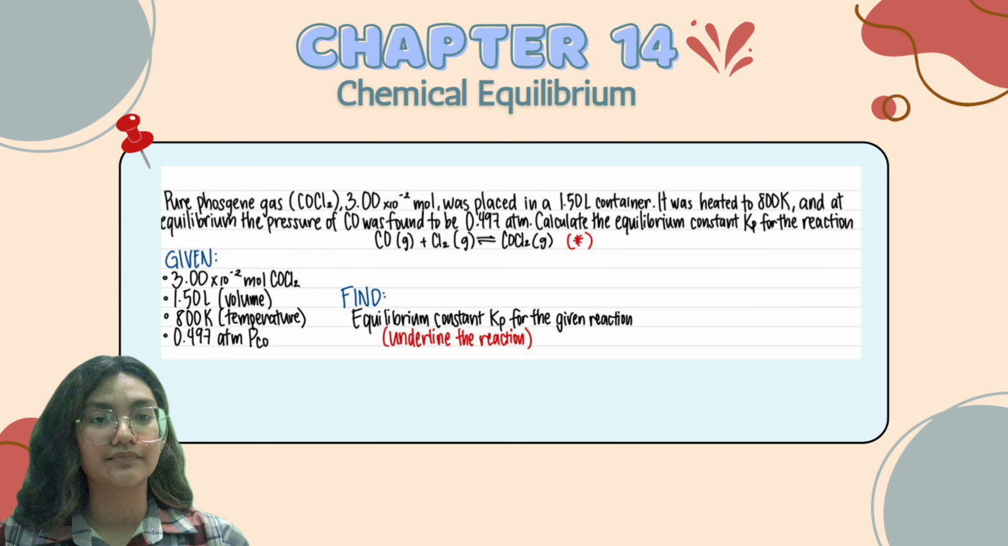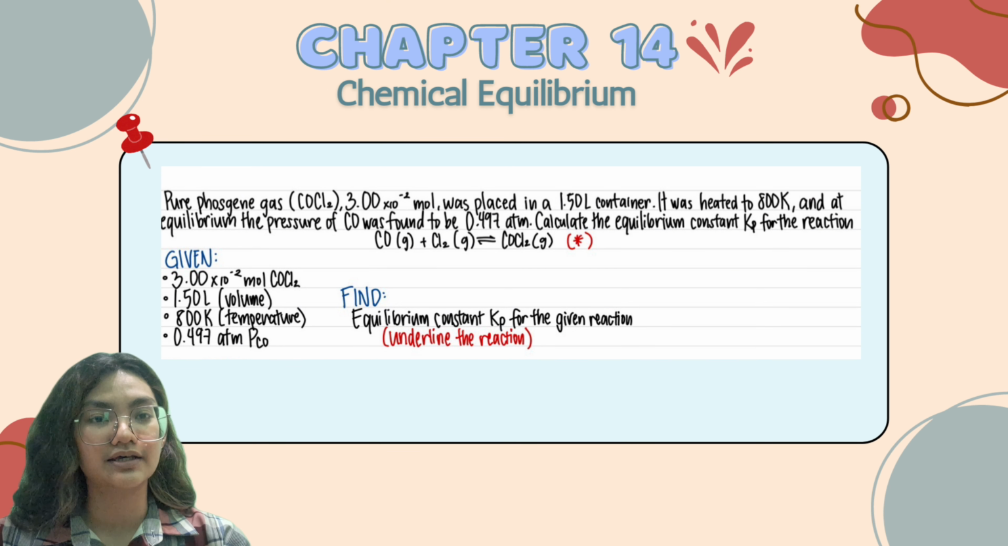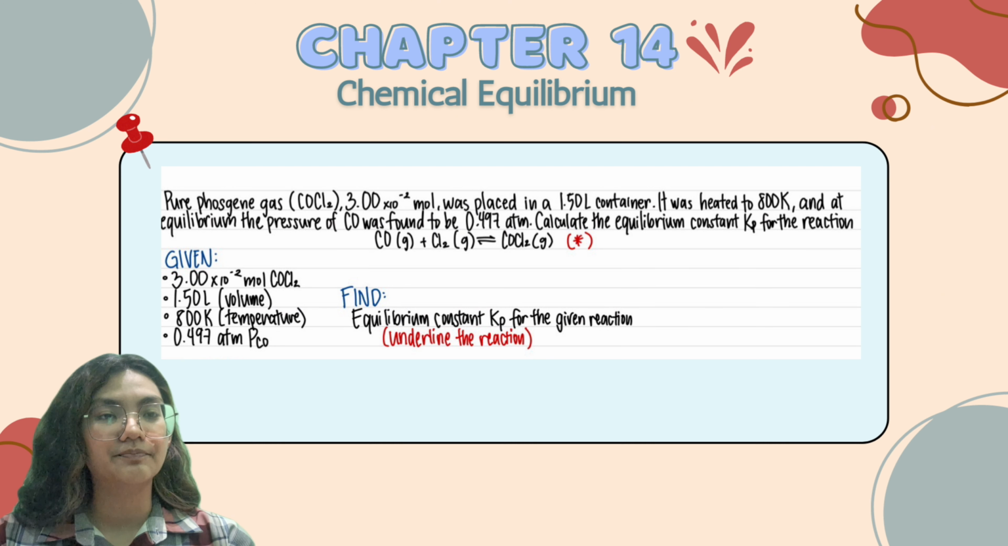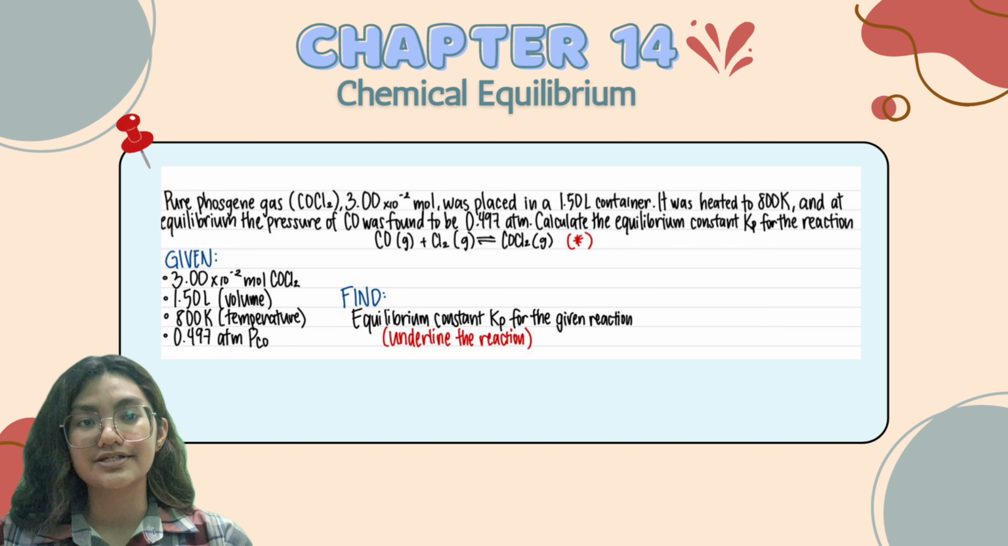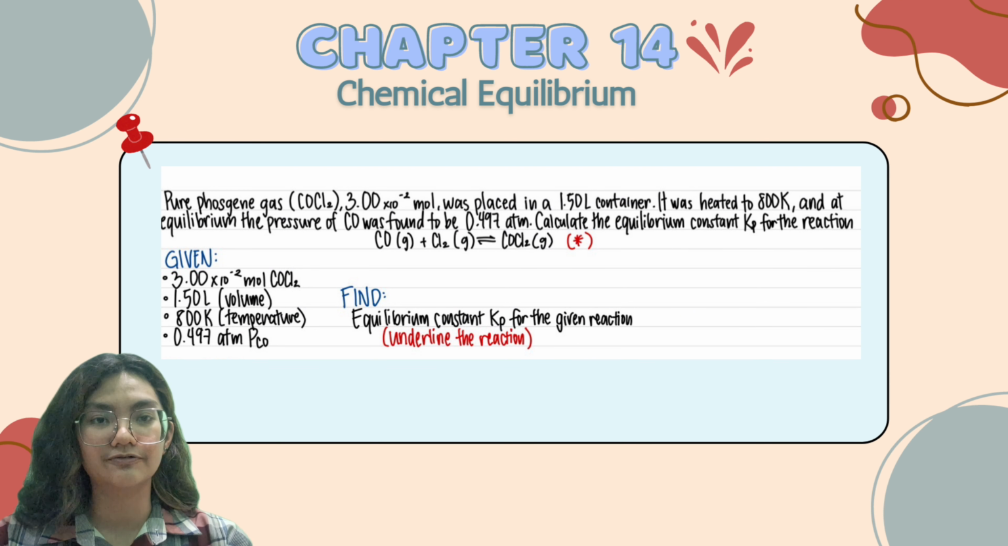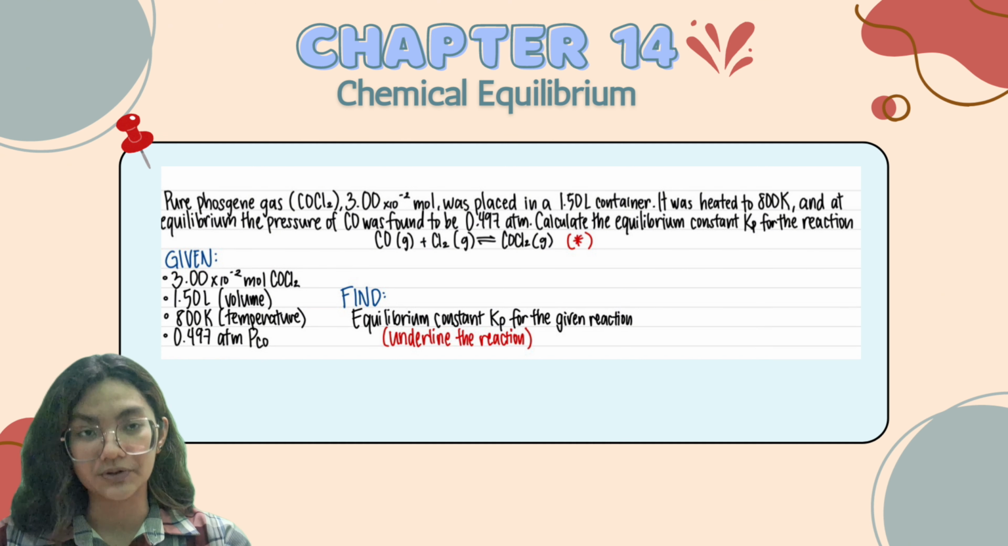Here's another problem. Pure phosgene gas, COCl2, 3.00 times 10 to the power of negative 2 mole, was placed in a 1.15 liter container. It was heated to 800 Kelvin, and at equilibrium, the pressure of carbon monoxide was found to be 0.497 atmosphere. Calculate the equilibrium constant, Kp, for the reaction carbon monoxide gas plus chlorine gas in equilibrium with phosgene gas. You may pause the video now if you would like to solve it on your own.